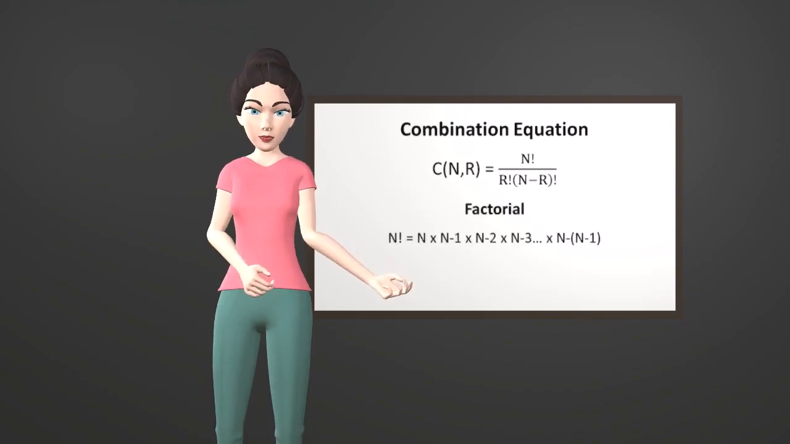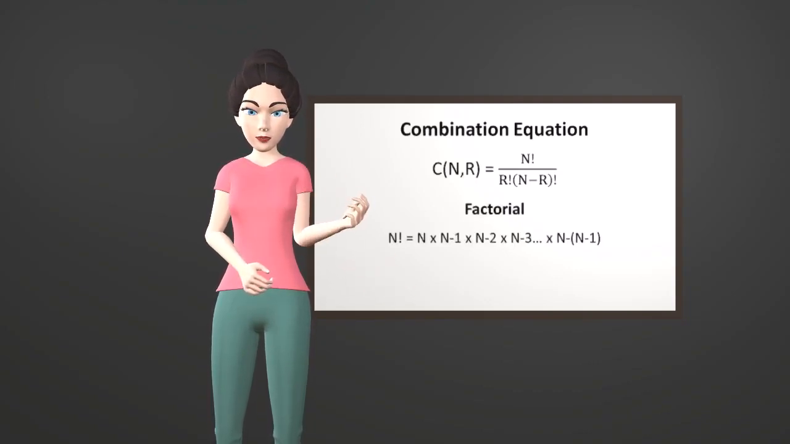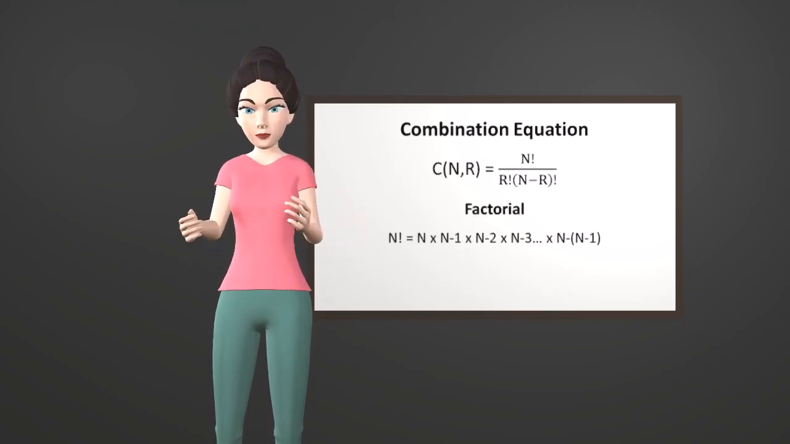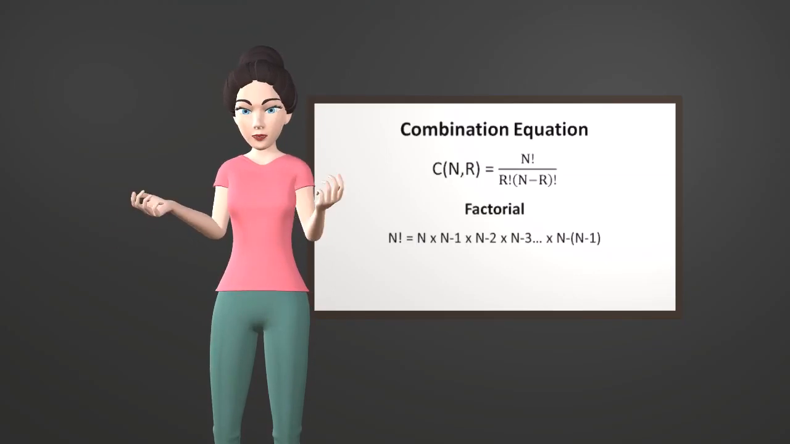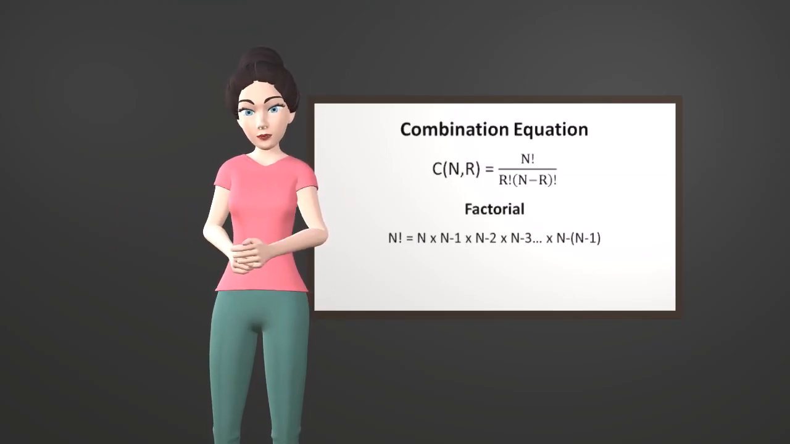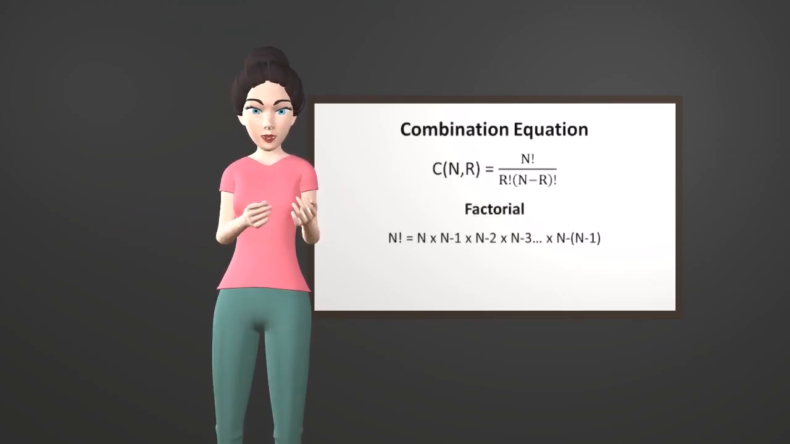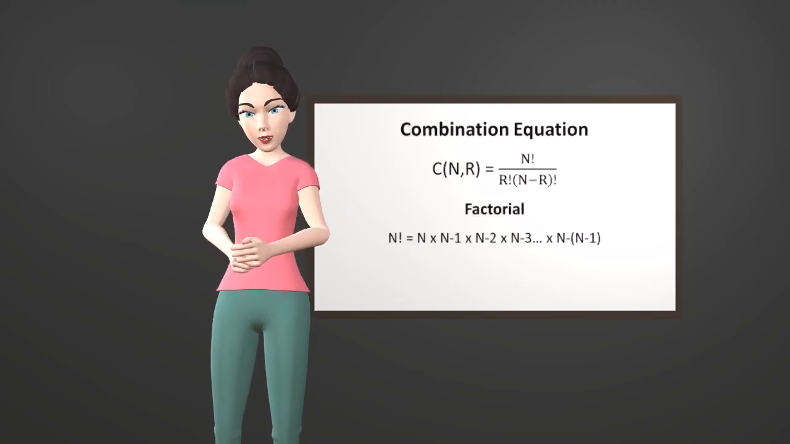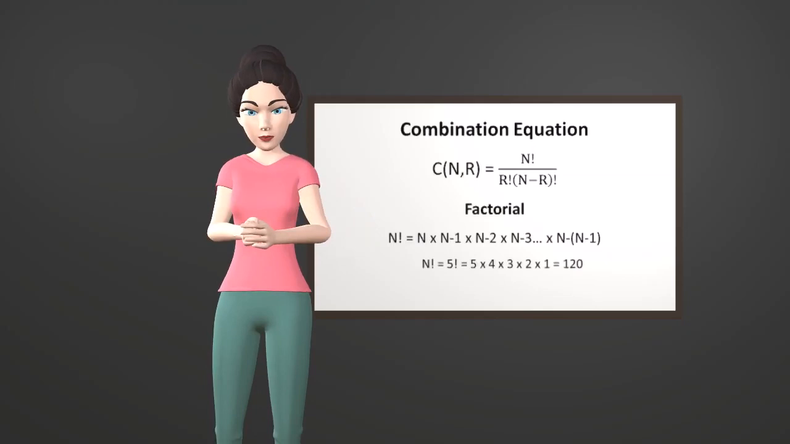This equation includes a factorial symbol indicated by an exclamation point. This factorial symbol means multiply the number before the exclamation mark times the number minus 1, then times the number minus 2, and so on down to 1. For example, 5 factorial equals 5 times 4 times 3 times 2 times 1, which equals 120.